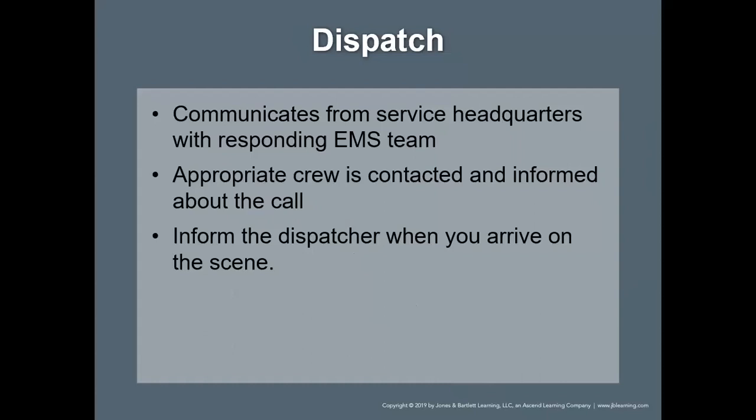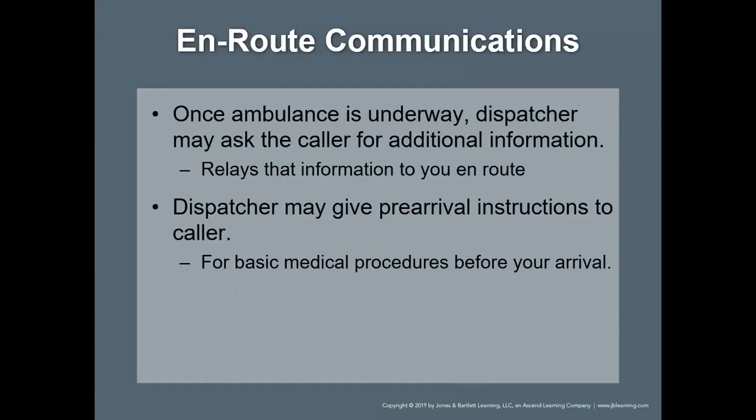The appropriate crew is contacted and informed about the call. Inform the dispatcher when you arrive on the scene. En route communications: once the ambulance is underway, the dispatcher may ask the caller for additional information. Once this is received, it is relayed to the responding unit. The dispatcher may give pre-arrival instructions to the caller for basic medical procedures before your arrival, which is very important to the chain of survival.